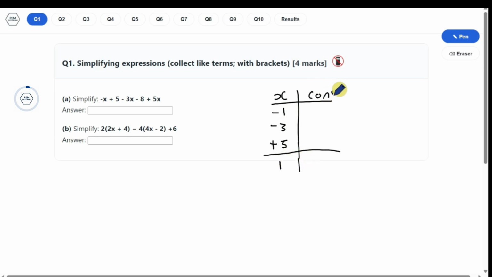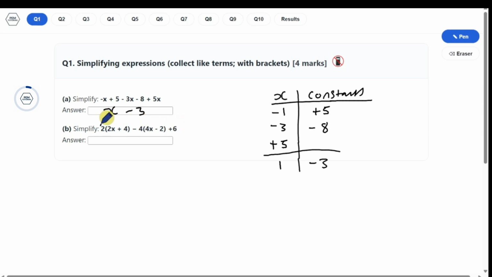So the constants just refers to the numbers. So the constants are plus 5 and minus 8. So 5 minus 8 is going to be minus 3, and that is done for that. So we have 1x. So we just need to put x for that and minus 3. And that is simplified. Now for part B, we have to firstly expand the brackets here.